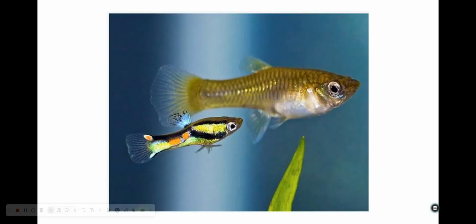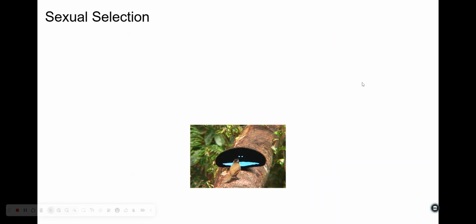Now, it's not the only mechanism. There's another way, besides just random changes, that can happen, indicated by this picture here. You should be able to identify this fish. This is Endler's guppy. So if you said Endler's guppy, you're correct. And it, like the bird of paradise, are an example of sexual selection.